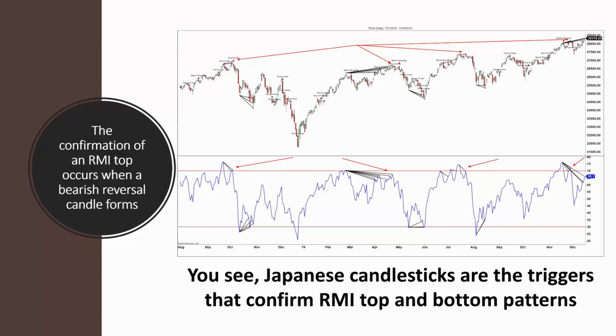The confirmation of an RMI top occurs with a bearish reversal candle. That is how the market communicates to you and me that it's ready. At least this is a way that we know, after a pattern has completed or is forming, that in this case sellers are ready to take their position. So Japanese candlesticks are the trigger that will confirm either the top or the bottom.